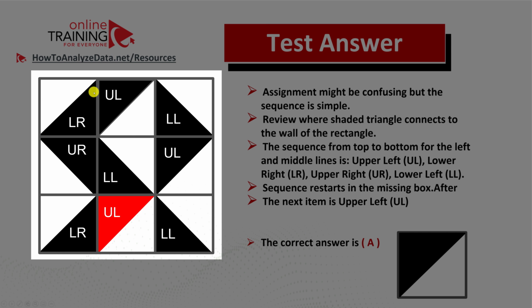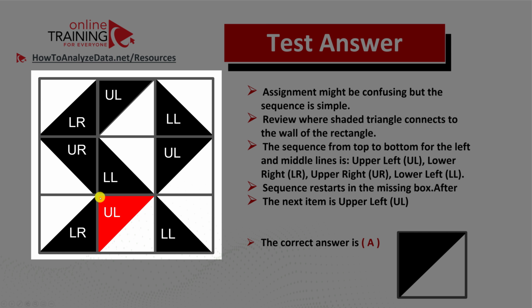Then goes to lower right, so we have lower connection and then right connection. Then goes to upper right, and then goes to lower left. And then this is the missing box, where we need to find the missing square. And you see that the pattern here restarts. Upper left was the first item in the sequence.